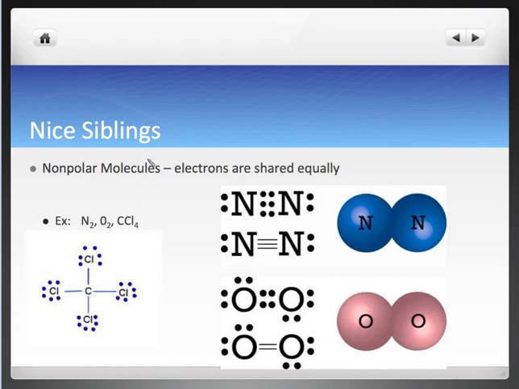In some cases, atoms do like to share evenly, and they are nice siblings. These are called nonpolar molecules, nonpolar being without poles. So in this case, electrons are shared equally. Most of the time, this happens when you have 2 of the same element bonded to itself. So nitrogen bonded together, oxygen bonded together. We can also have something like this, where it's carbon tetrachloride. So there's 4 chlorines all pulling opposite directions, so it's going to be an equal pull and make this neutral. But nonpolar has equal sharing in some way, shape, or form, and so there are no partial charges on the atom or on the molecule.